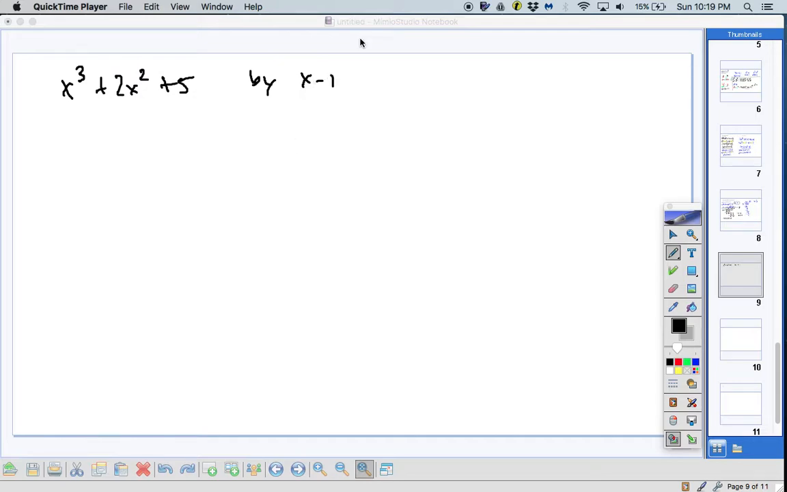Okay. So first thing we're going to do, let's go ahead and check the remainder. So if we said x minus 1 is equal to 0, that means that x is going to be 1 because we add 1 to both sides. So let's plug in 1.